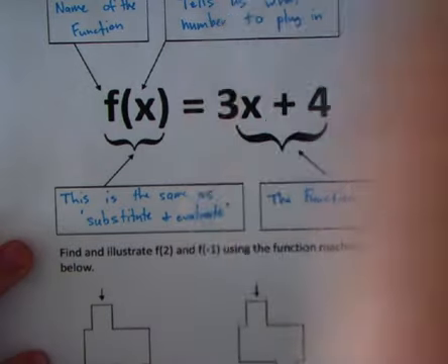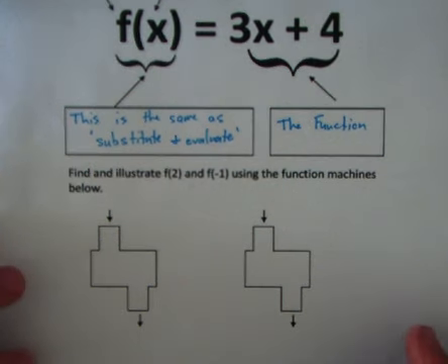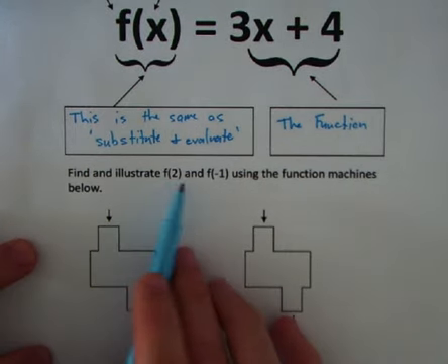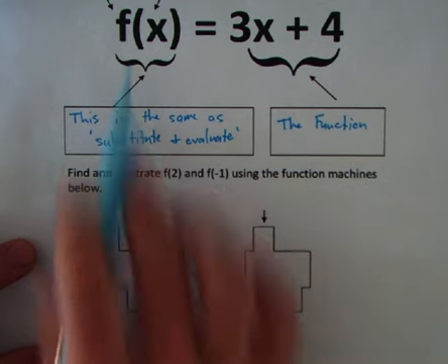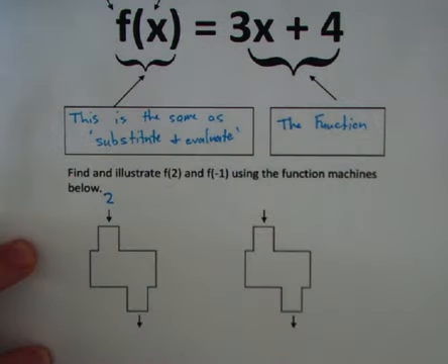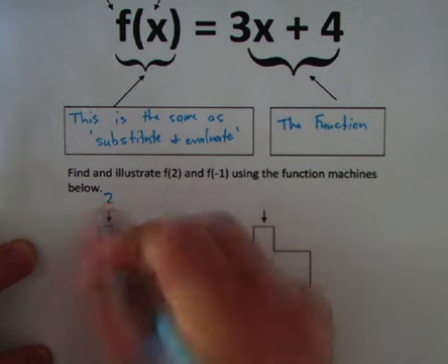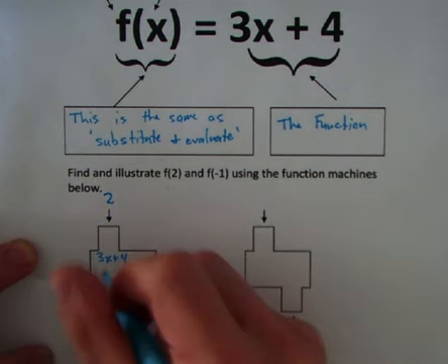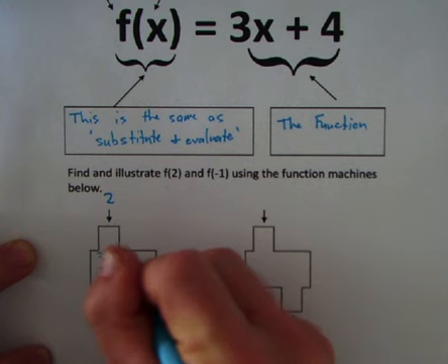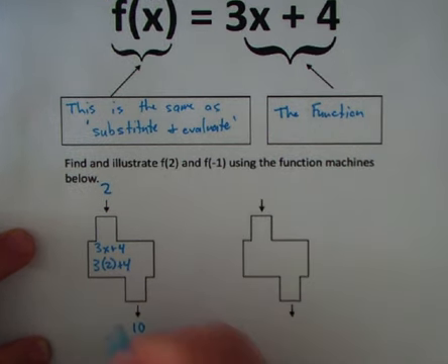Okay? So here, you can see this. It says find and illustrate f of 2 and f of negative 1. Well, f of 2 means we're going to plug 2 in for x and see what we get. So I'm going to put a 2 here, f of 2, and then we know we have 3x plus 4. So I'm going to plug this 2 in for x. So I'm going to get 3 times 2 plus 4. Well, 3 times 2 is 6. 6 plus 4 is 10. That's what comes out. So we know that f of 2 equals 10.